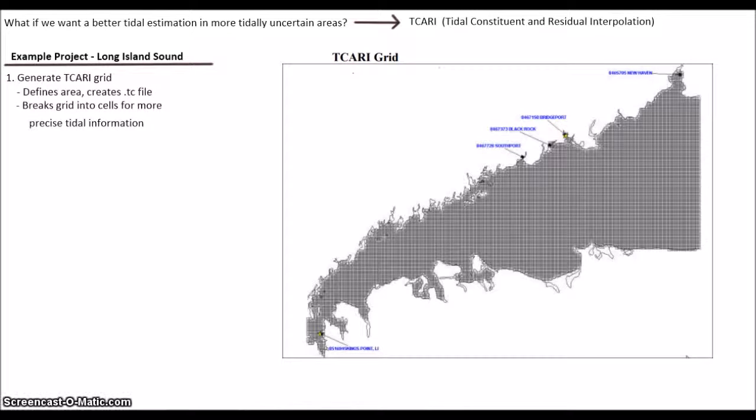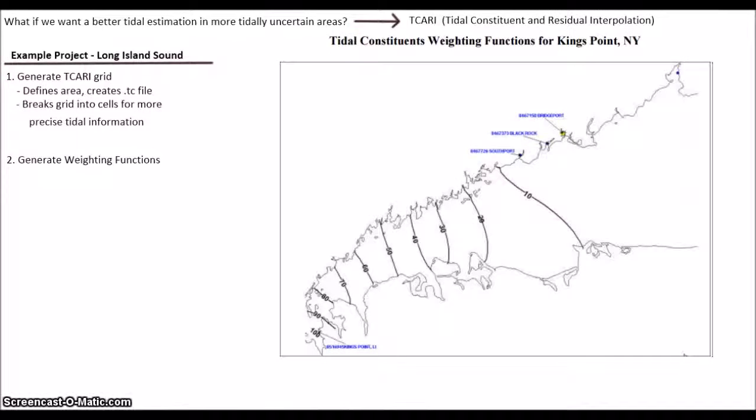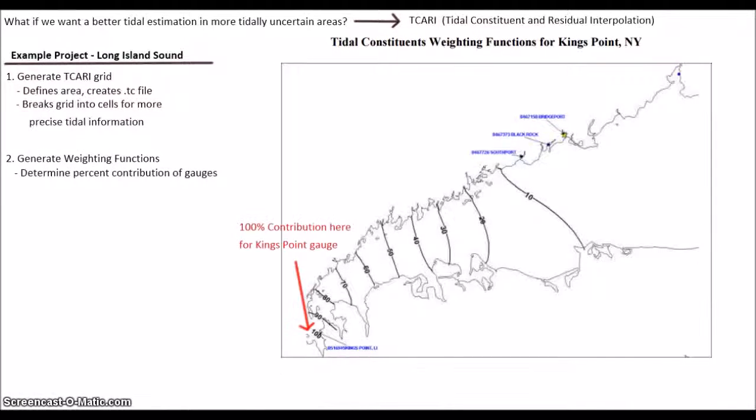TCARI creates weighting functions that basically tell you the contribution of a tide station wherever you are in the grid, where the harmonic and the residual water level amplitude and phasing components are interpolated separately and then combined. Harmonic components are your predicted tides, while residual components are the difference between your observed water levels and the predicted tides.